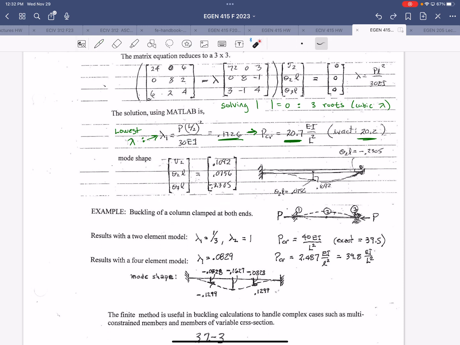These are the non-zero displacements and rotations. If we normalize that, we could set the maximum value equal to 1, which would be the rotation at node 3 times L, and that would make the others negative 0.328 for theta 2L and negative 0.474 for V2.